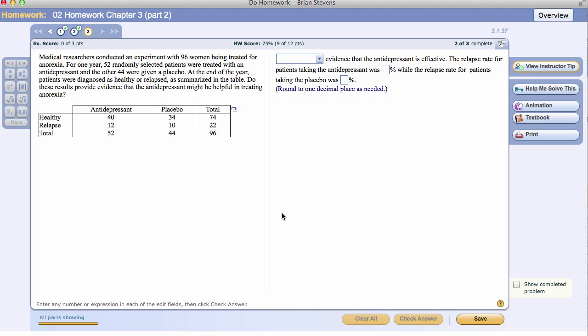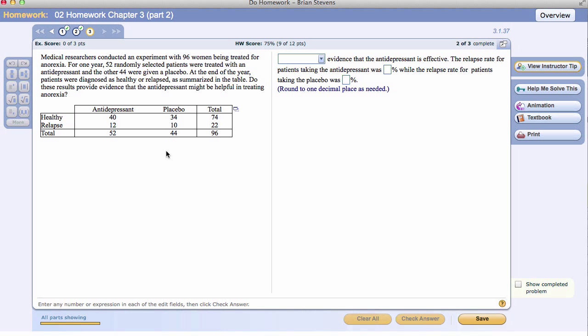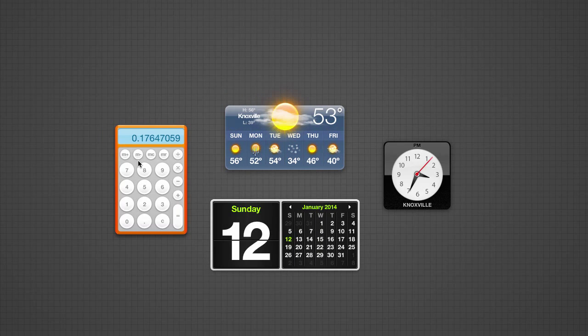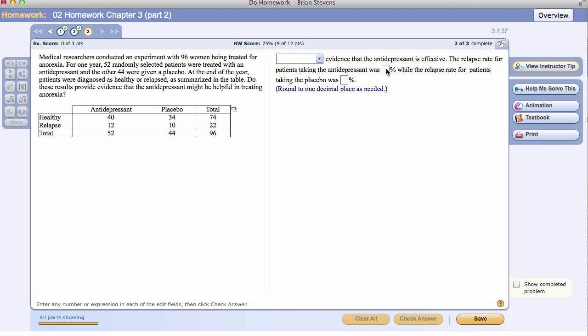Right here we have the question of evidence that the antidepressant is effective. Well, for this one, we're looking at the same sort of idea here. Is there a difference between the percentages? The relapse rate for the patients taking the antidepressant: 12 out of 52 relapsed. So let's move back over to the calculator. 12 out of 52 is 23.07, and it wants it to one decimal place, 23.1.